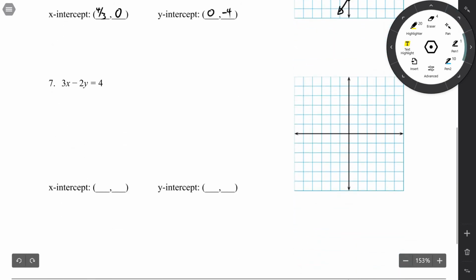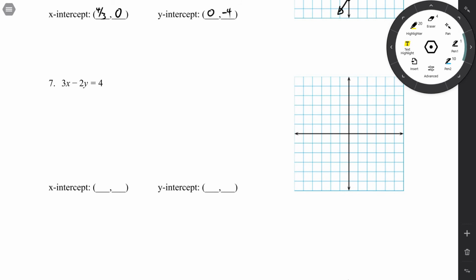Let's see, what about this one here? We've got 3x minus 2y equals 4. To find the x-intercept, we're just going to look to see where y equals 0, and for the y-intercept, it's where x equals 0. So let's just plug those straight in. Where x equals 0, we get -2y equals 4. Divide by -2, and that gives us y equals -2. So we get a -2 here.